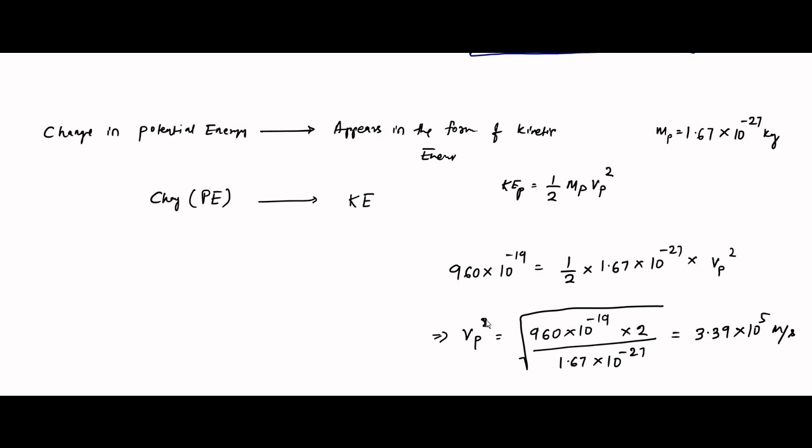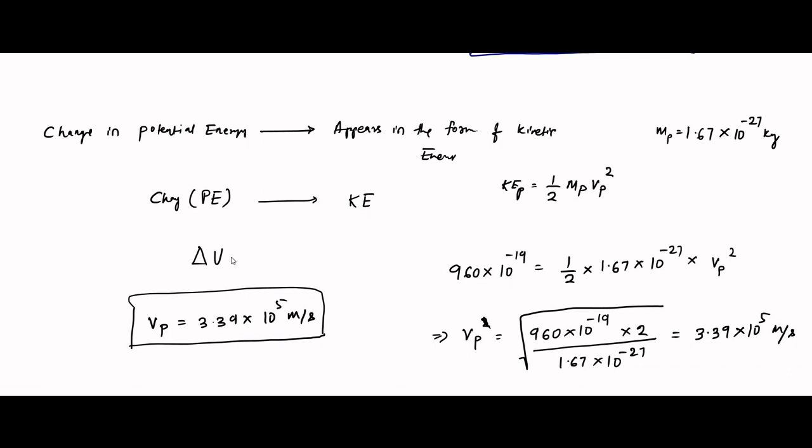This is the velocity of the proton. Okay, Vp is 3.39 into 10 to the power 5 meters per second. So when it is moved from initial to final position, it will move at this velocity. Okay, so the change in potential energy appears in the form of kinetic energy. Okay, this is the thing.